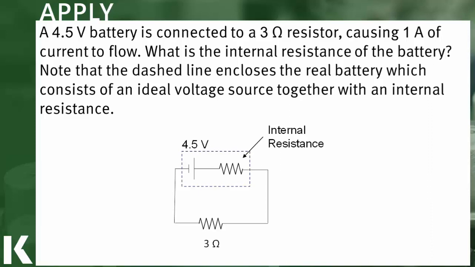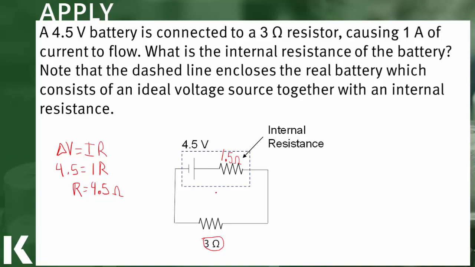In this case, we're going to go back to Ohm's law, V equals IR, and we're going to plug in the values that we have. Now, if this were an ideal battery, we should have 4.5 ohms of resistance in the circuit. But in our case, we only have 3 ohms. So the other 1.5 ohms must be coming from the internal resistance of the battery.